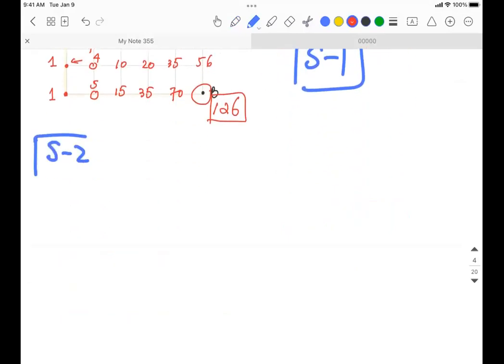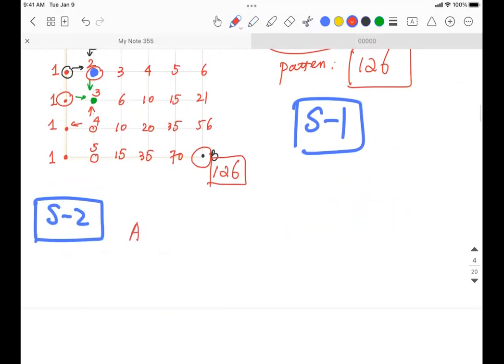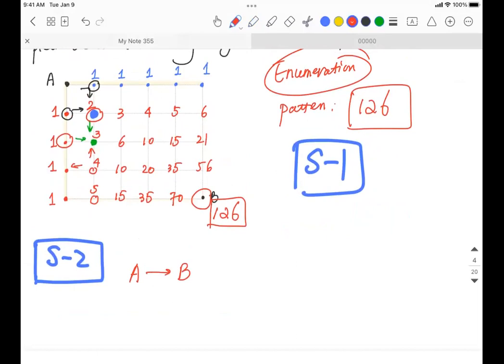Solution number 2. Let's try to think about it. How are we going to do this? From your A point, all the way to your B point, who can tell me how many steps you need to write altogether?